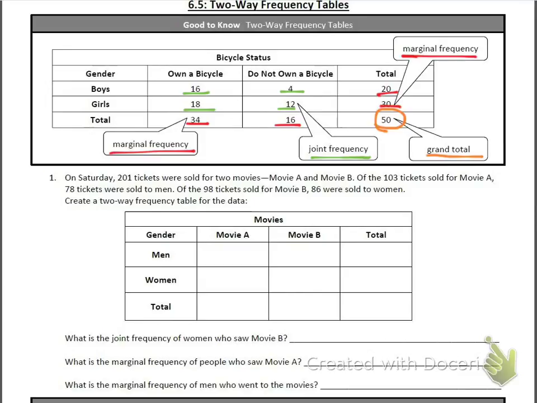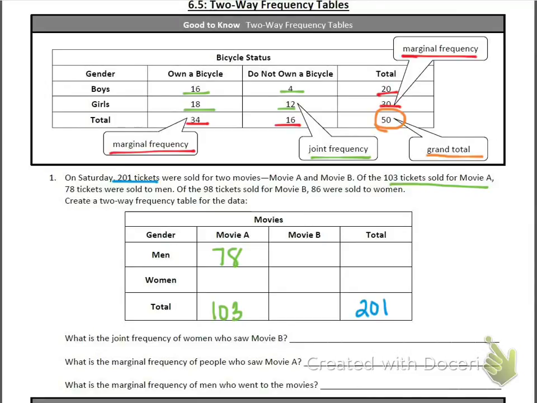Okay, so here's the information that's given to you. You guys are going to help me fill out the table. On Saturday, 201 tickets were sold for 2 movies. Where can I put 201? In your grand total. Okay. Movie A and movie B. Of the 103 tickets sold for movie A, so where would I put that? Margin frequency on the movie A. Total for movie A. 78 of those were sold to men. So I'm going to put 78 here.